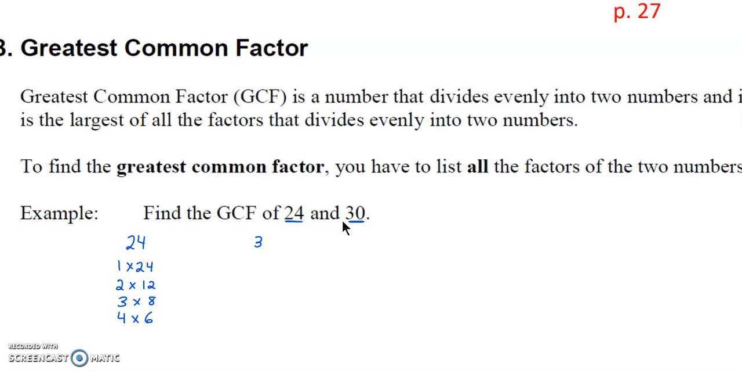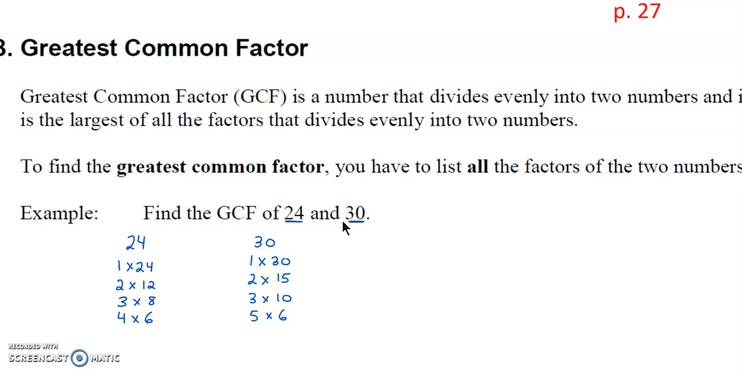Let's go ahead and do the 30. We've seen the 30 before, but we'll do it once more. 1 times 30, 2 times 15, 3 times 10. Does 4 make 30? Doesn't. So we're going to go ahead to 5. 5 times 6. Does 7 make 30? Does not, right? And so we're done. So we've got all our factors.